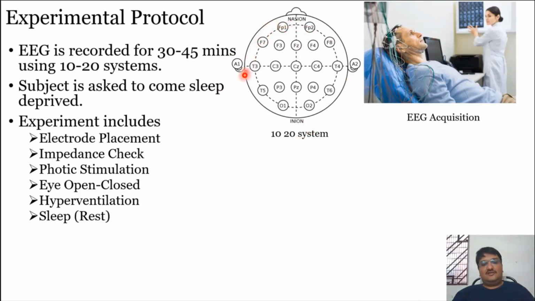You can note that all the left side electrodes have odd numbers, all the right side electrodes have even numbers, whereas all the electrodes with Z represent the midline. So this is basically the 10-20 system. Whenever you go for EEG recording, they will have a cap supporting the 10-20 system.